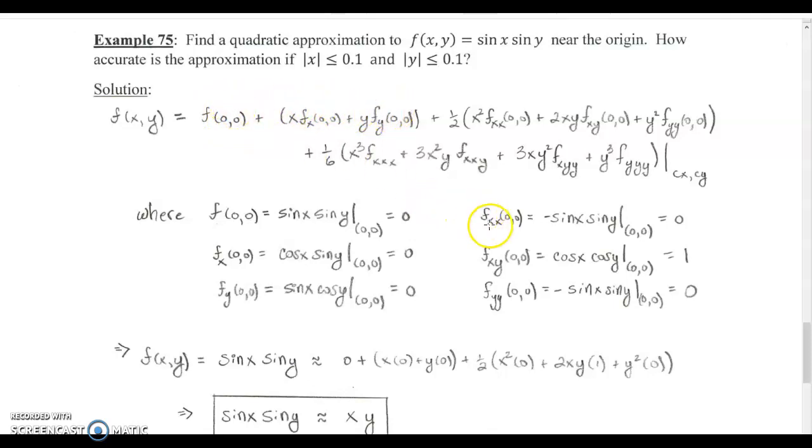The second partial of f with respect to x at (0, 0) is also 0. The mixed partial of f with respect to x then y is 1. And the second partial of f with respect to y is also 0. So the only term that survives in the quadratic term is 1/2 times 2xy times 1, so just sine of x times sine of y, which is just x times y. So the quadratic approximation of sine x sine y near the origin is x times y.